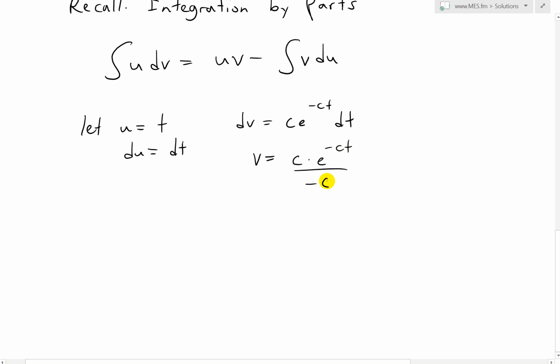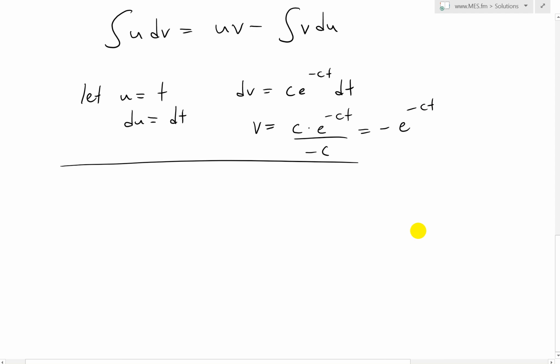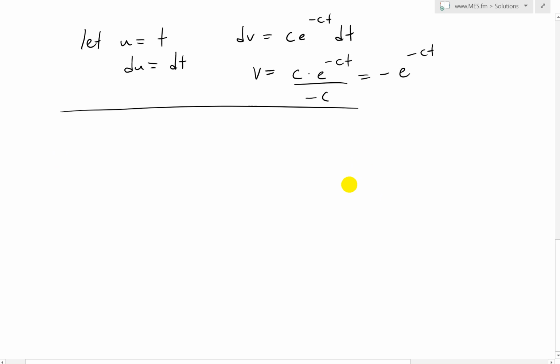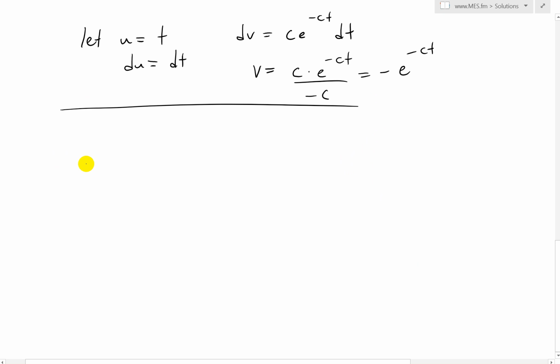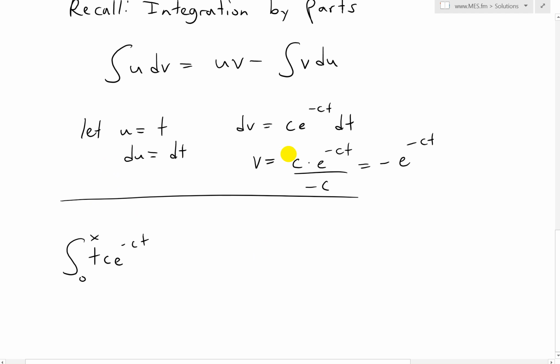So we have this. As you can see, the c's cancel, so this just equals negative e to the power of negative ct. So now what we can do is put this together. I'll write out the integral by itself without the limit, from 0 to x of t e to the negative ct. Oh, there's another c right here.